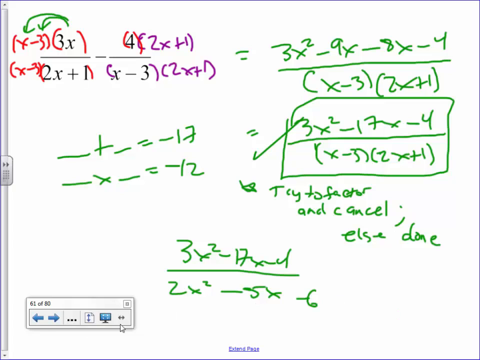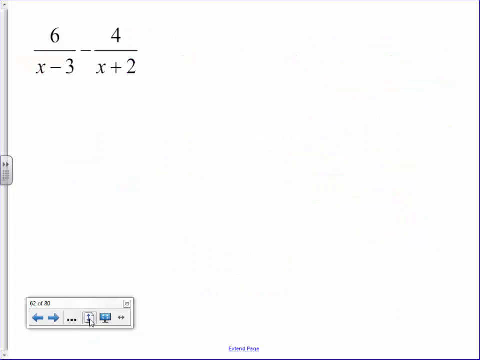Let's try another one. Actually, do you guys want to give one a try without me doing it first? Do you want to take 5 minutes here, try it yourself, and then we'll go over it as a group? Try this one yourself. See if you can do it without me.